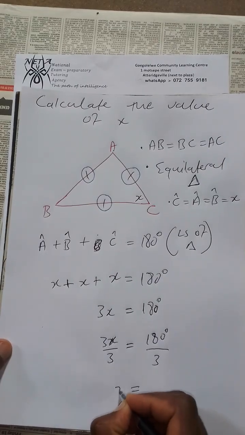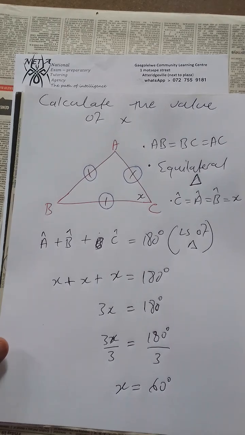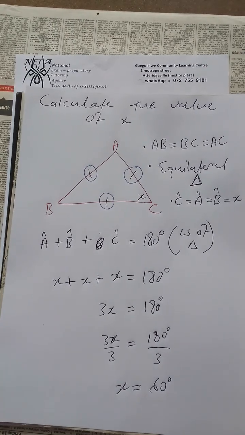We divide both sides by 3, and then we get the value of 60 degrees.